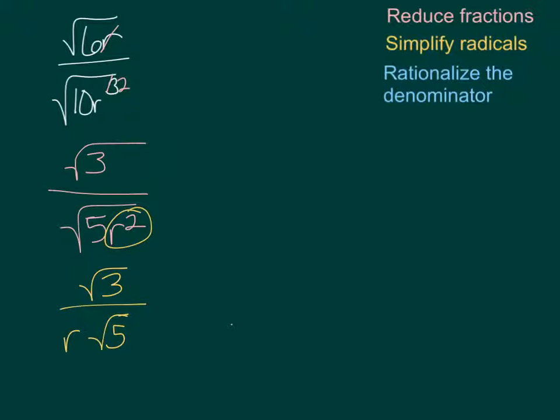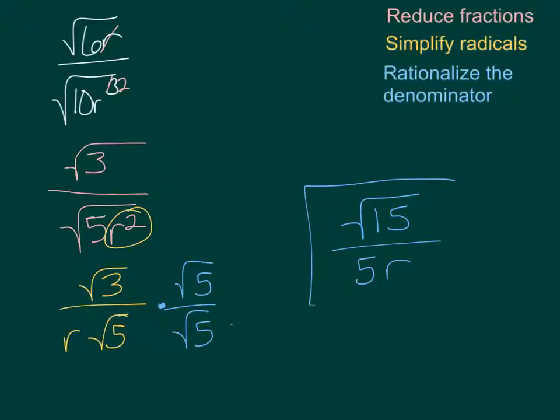Now I need to rationalize the denominator. Since my radical on the bottom is radical 5, that's what we multiply the top and the bottom by. On top, that gives me a radical 15. Remember, on the bottom, the radicals cancel each other, leaving me with just 5, and then of course the r. Double check, see if there's anything else you can reduce or simplify. There is not, so that is my final answer.